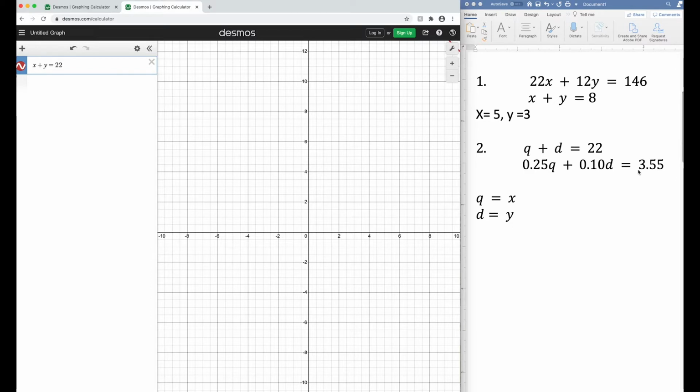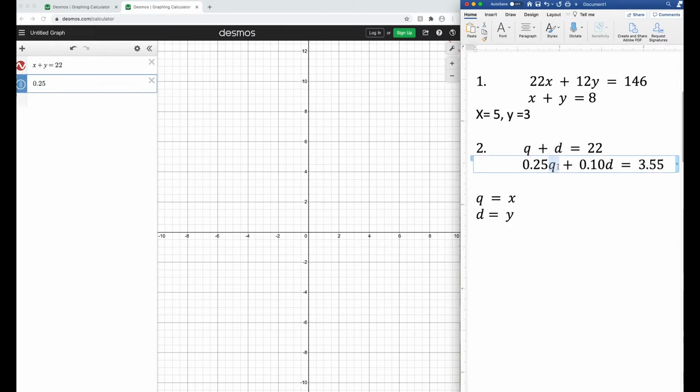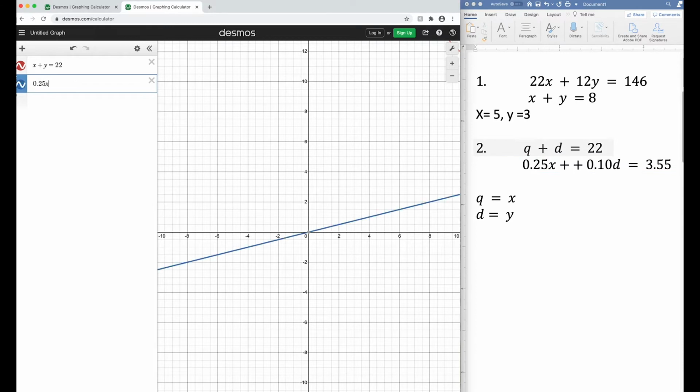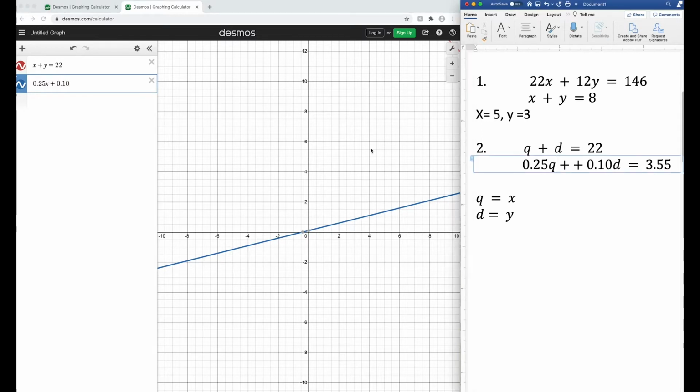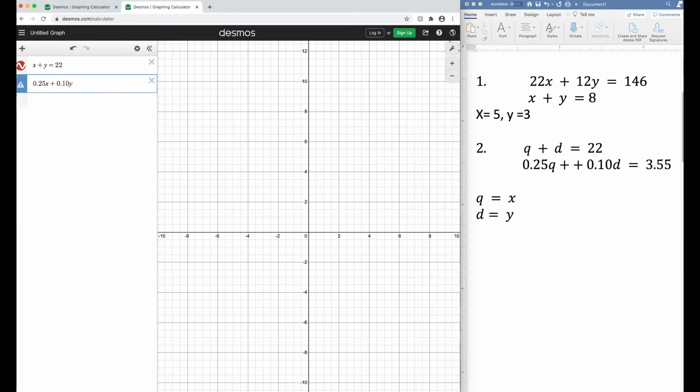The numbers don't look so friendly. It kind of looks decimal. Oh my God, it could be difficult. No, not at all. It's going to be exactly the same way we've been doing. Right here again, make sure you change Q to x, because Desmos only stays with x and y. So 0.10 and this is D, right? So I'll make sure I change D to y. And then it gives me 3.55.